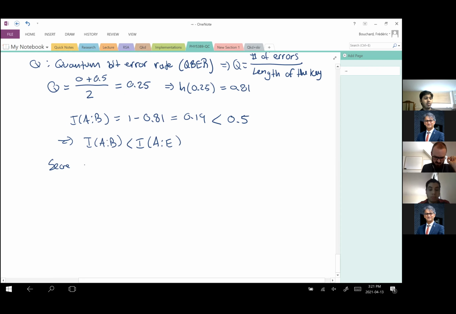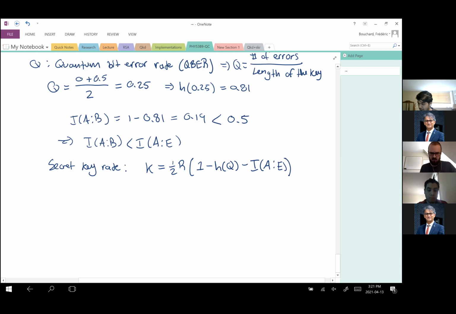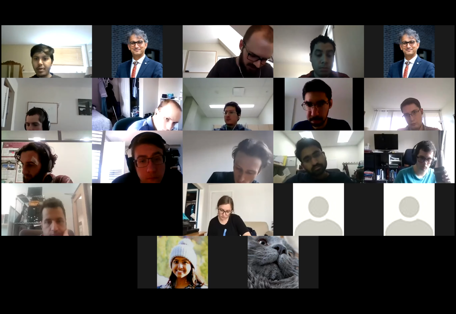So this is how you would calculate secret key rates. The secret key rate, in general, you can write as this. So 1/2 for the sifting efficiency. In this case, 1 minus H of Q, 1 minus H of Q.